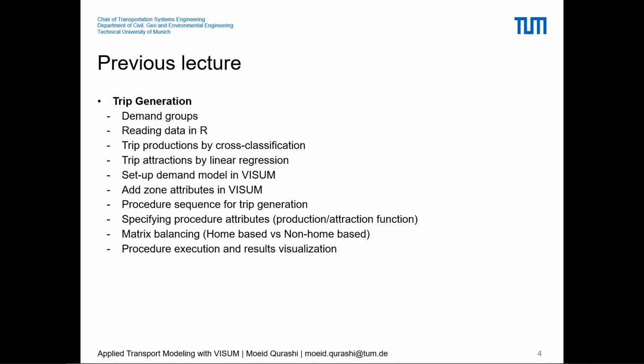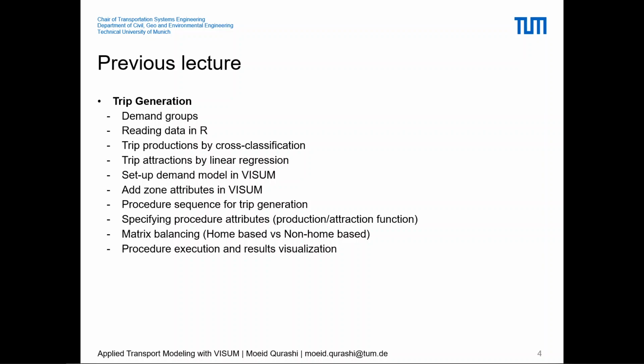First we created the demand groups that we wanted to work on, and then we read the data in R. Once we read the data in R, we extracted the production and attraction rates using cross classification and linear regression techniques. And once we had the rates for production and attractions, we went to Visum.